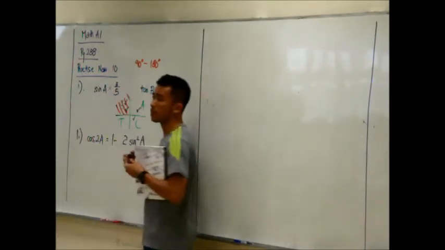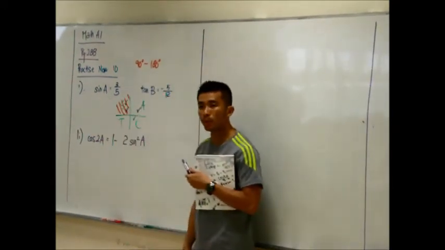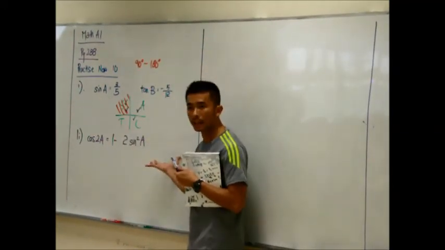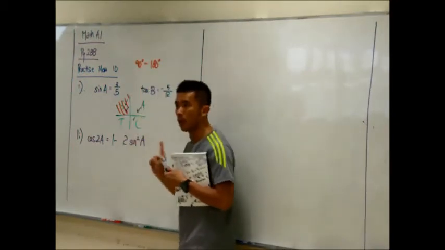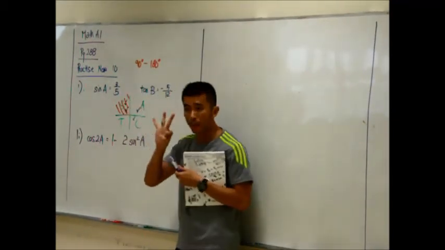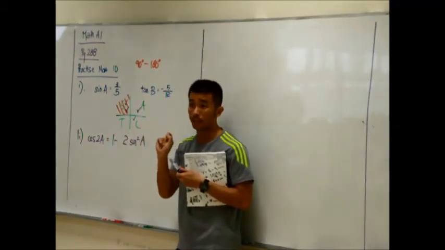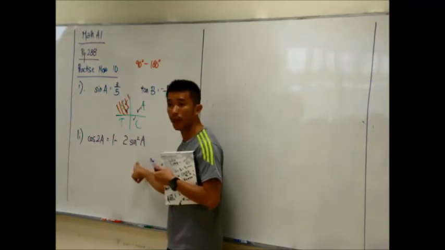Why do you choose this? Because sine A is already given to you. You don't have to find any other thing. So this is the best choice. Remember, even though cosine 2A has 3 different formulas or trigo identities, always choose the one that is the most convenient. Are we able to substitute this value now?